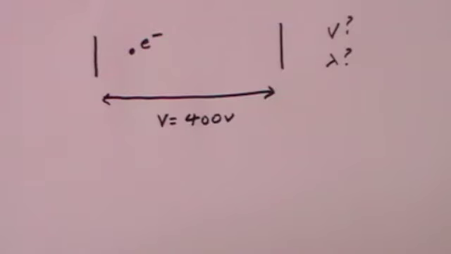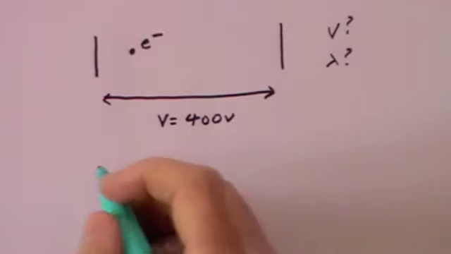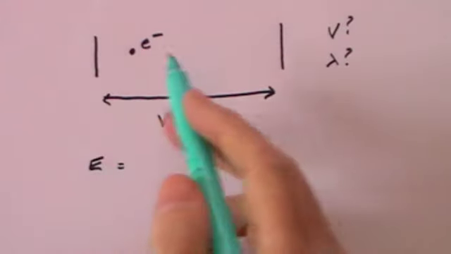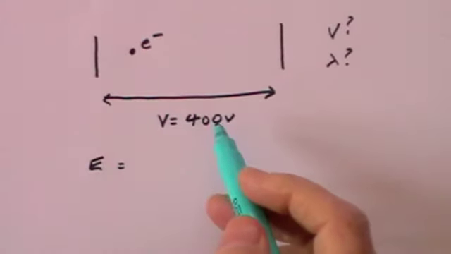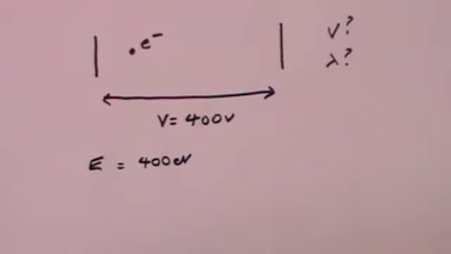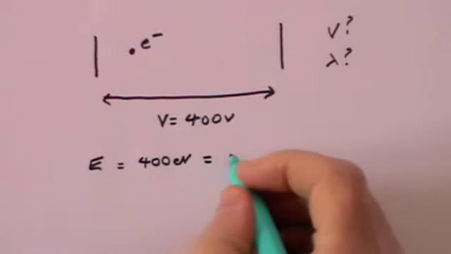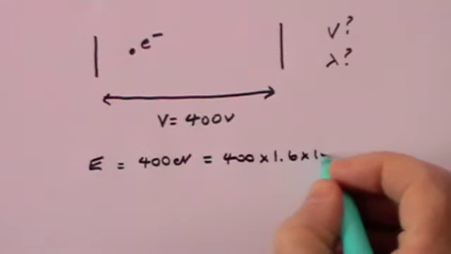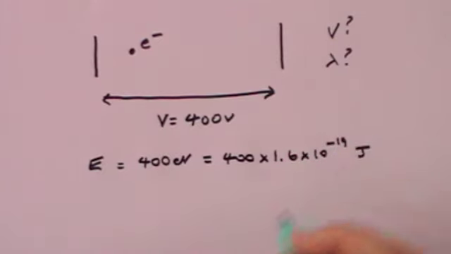Well, we know that the definition of an electron volt is that that is one electron being accelerated through 1 volt. So the energy of this electron is going to be equal to 1 electron being accelerated through 400 volts. So it's simply going to be 400 eV. But we need to convert that to joules. So that's going to be 400 times 1.6 times 10 to the minus 19 joules.